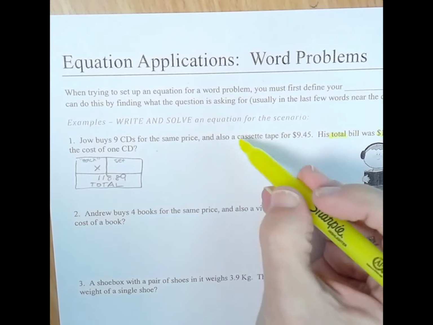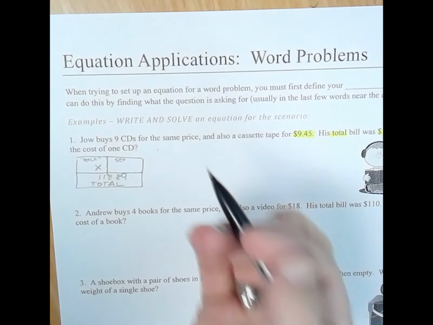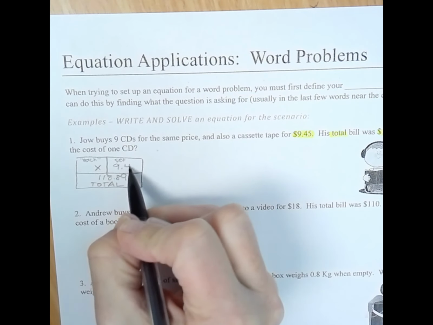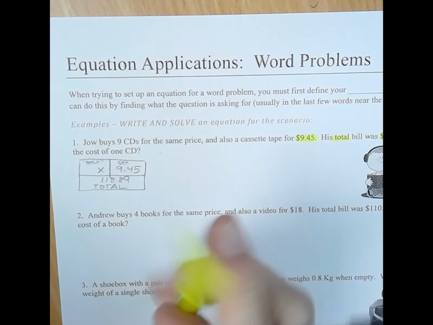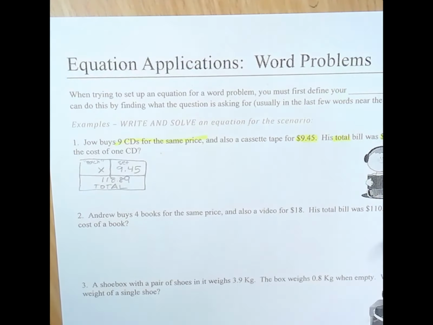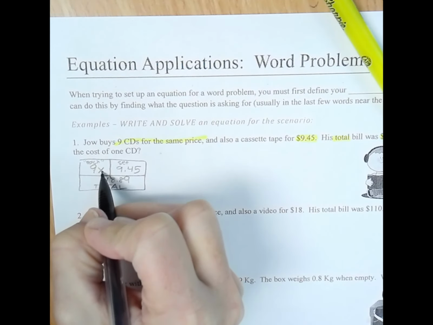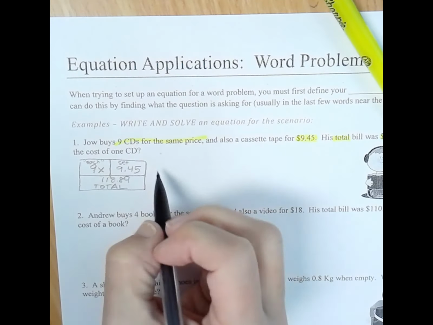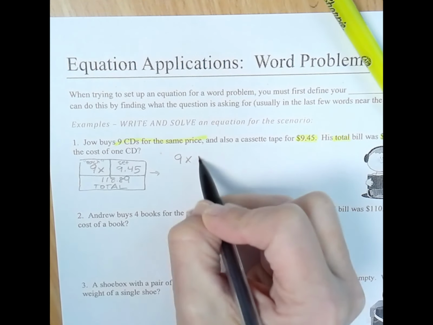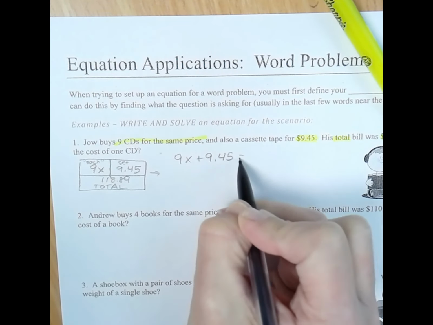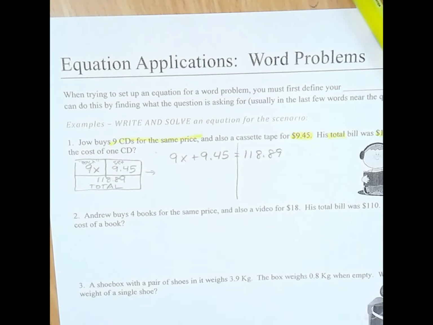Let's see here. He buys a cassette tape for $9.45. That sounds like that's just one cassette, just one number that's not repeated. And then here, 9 CDs for the same price. That's the number. We have 9 CDs, but we don't know the price. That's what our variable represents. All right, once you have that set up, these two added together equal this. 9x plus 9.45 equals 118.89, and then you can use your steps to solve.